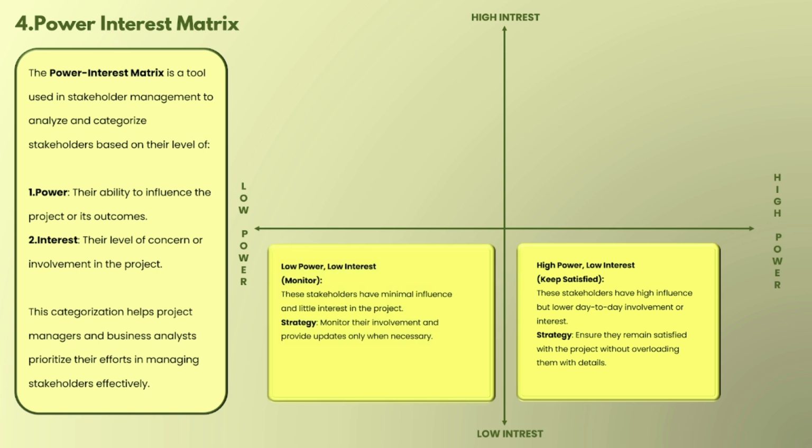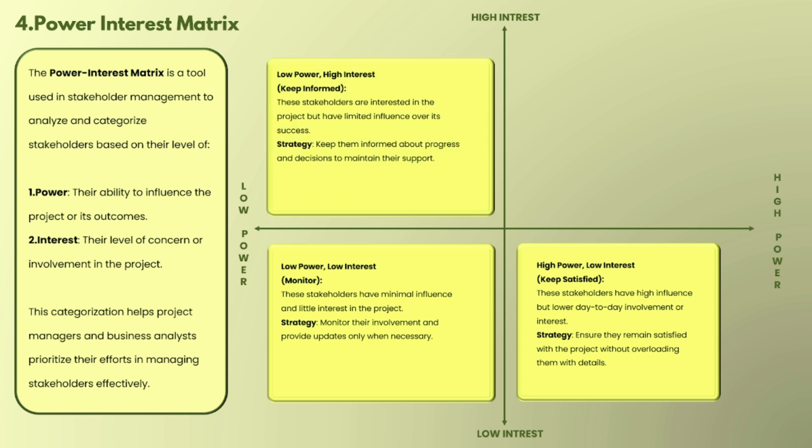Then the next is low power, low interest. We just need to monitor them. These stakeholders have minimal influence and little interest in the project. The strategy for them is to monitor their involvement and provide updates only when necessary. Then the third category is low power, high interest. So we need to keep them informed. These are the stakeholders who are interested in the project but have limited influence over its success.